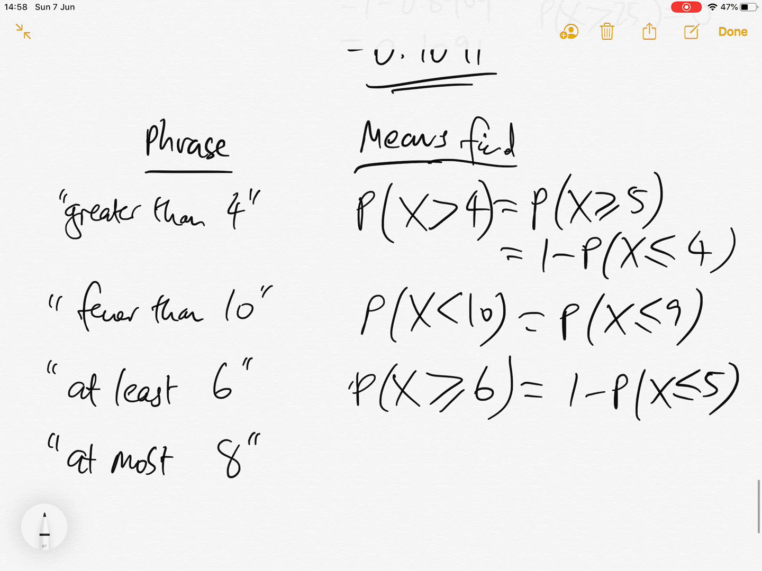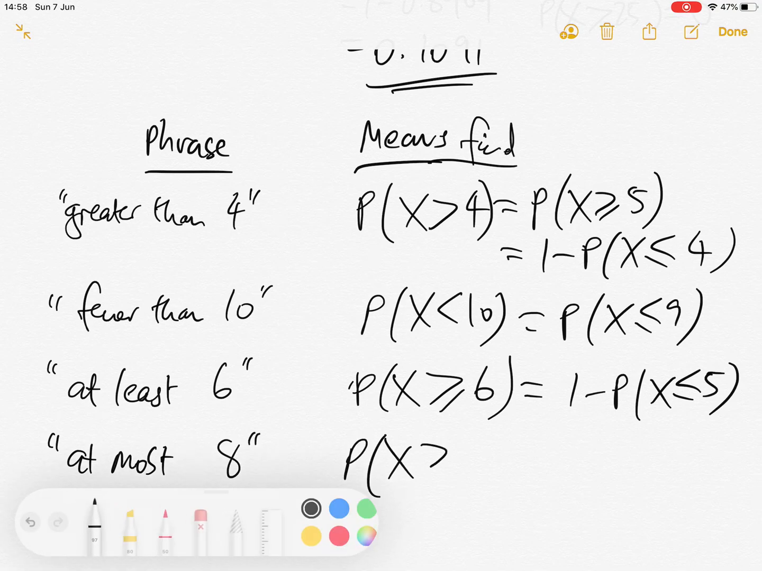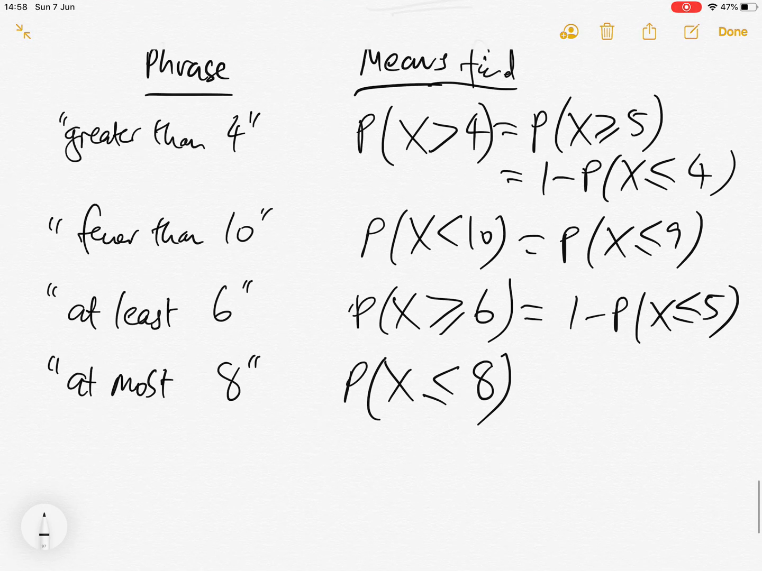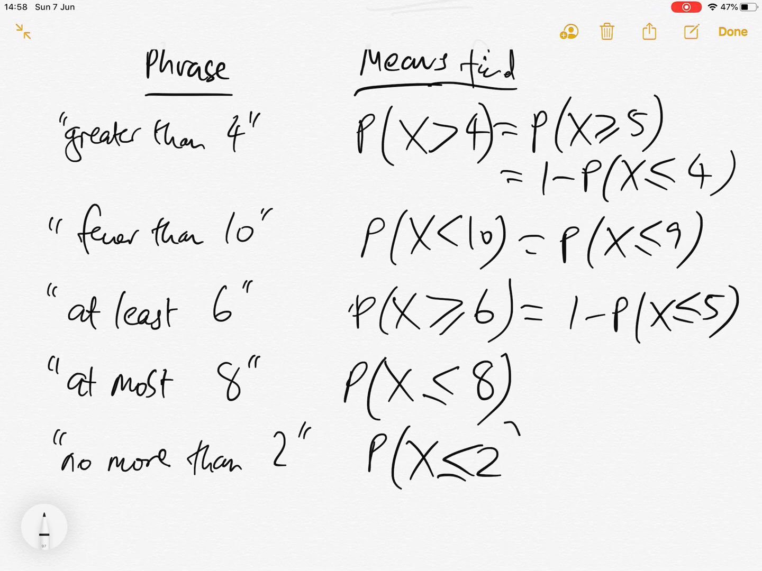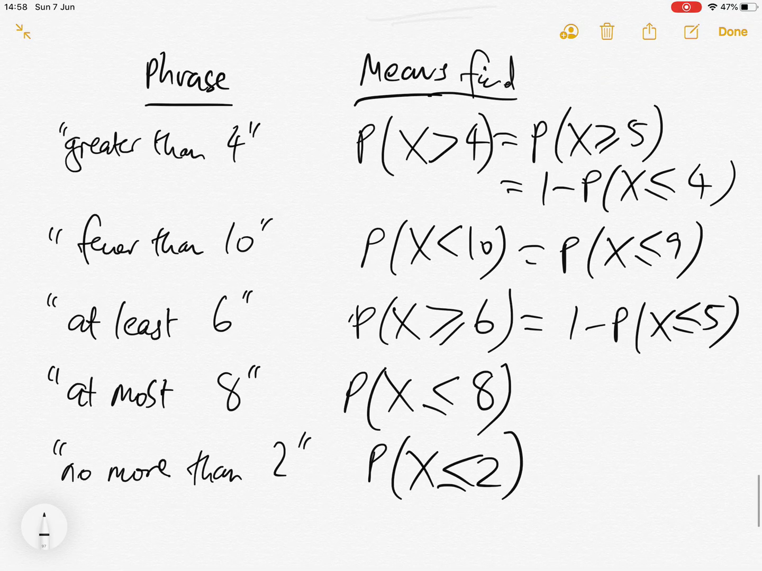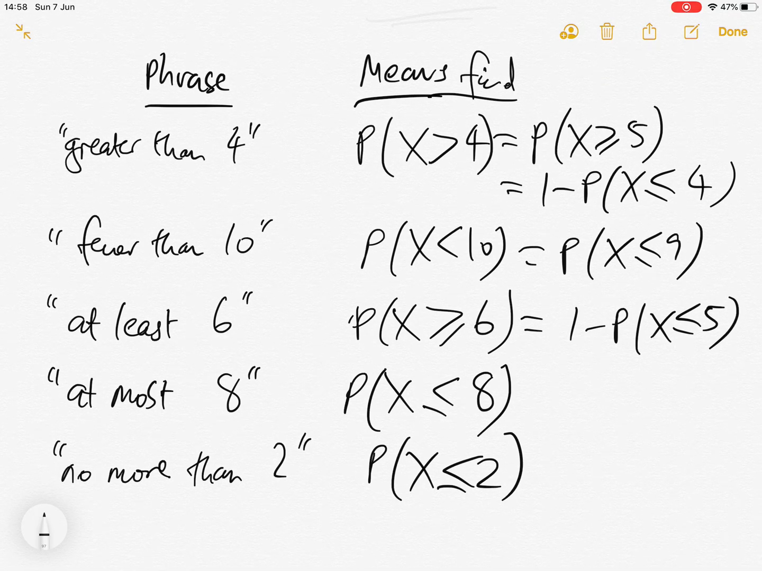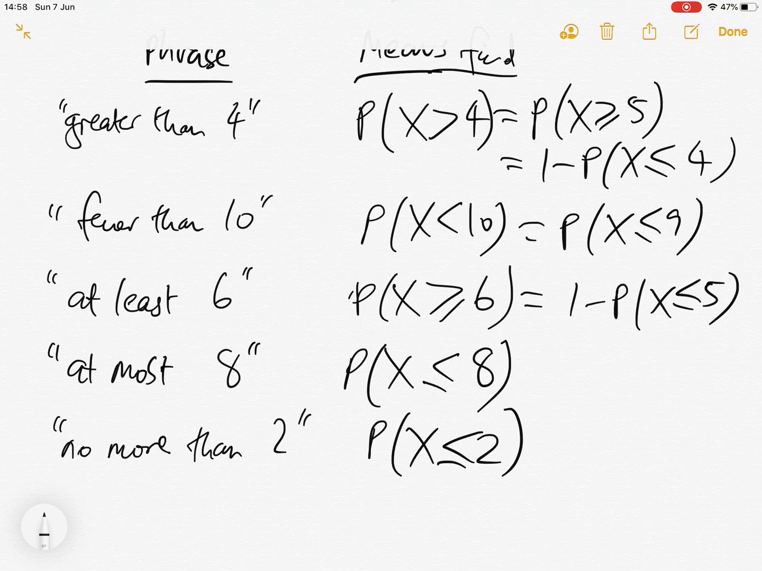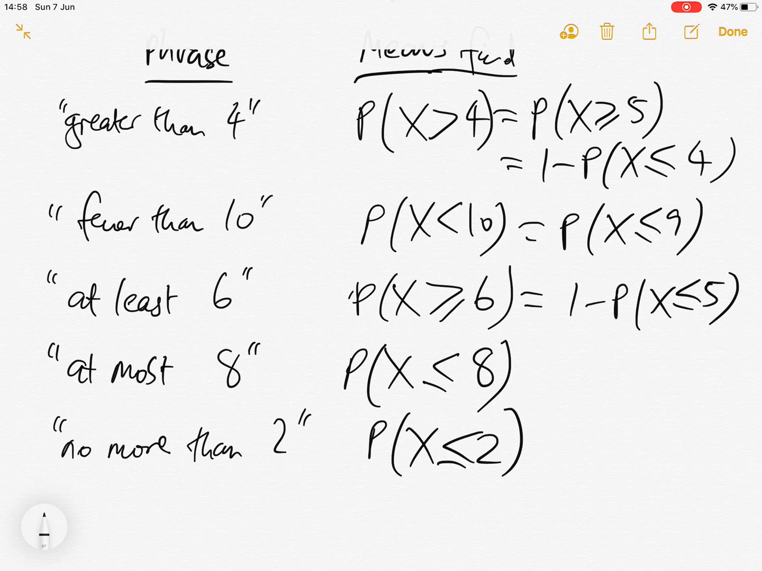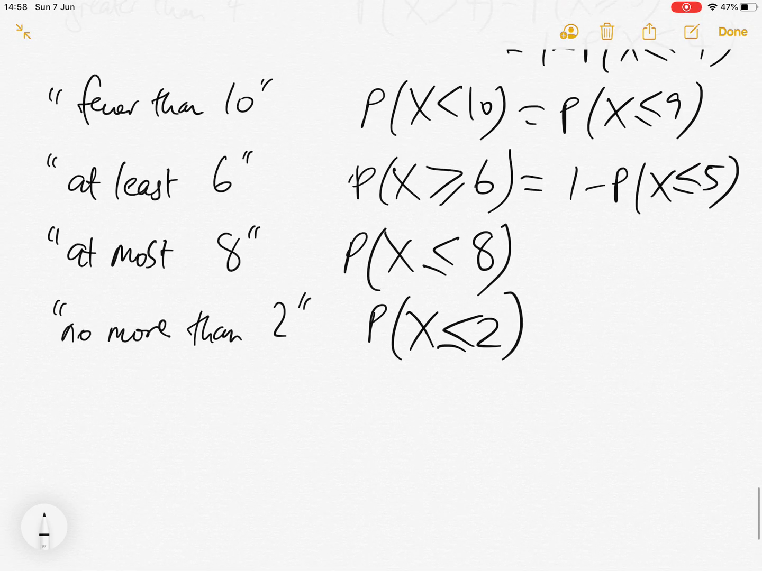If you see the phrase at most 8, this means probability x is less than or equal to 8. And if you see the phrase no more than 2, this means the probability x is less than or equal to 2. So it means the same as at most. So this wording and the subtleties here are very important, because if you get the wrong thing, you'll get the wrong answer. So just think carefully about whether or not the word includes the value, so whether the inequality is strict or not.